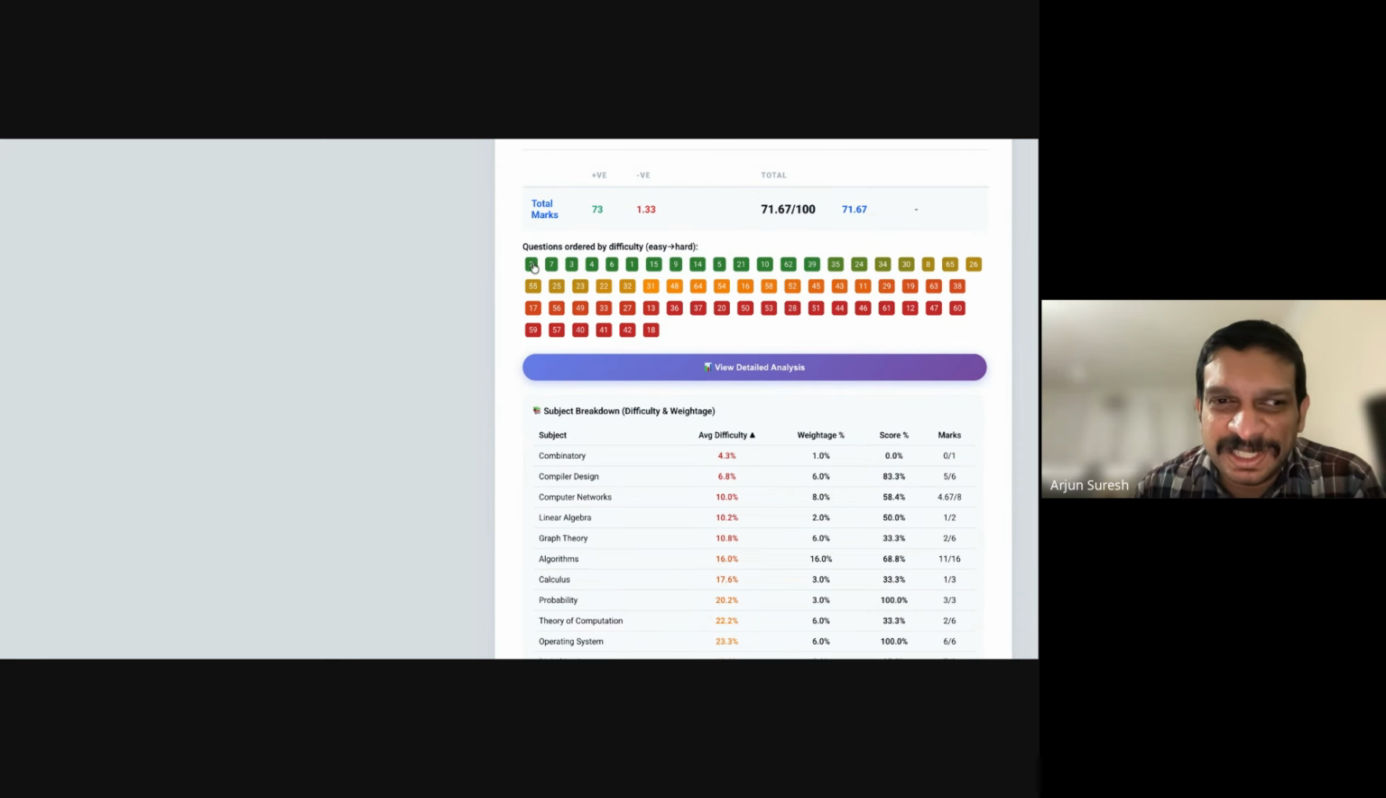If you see here, question number 2 has an easiness of 89.4 percentage, or you can say almost 90 percentage of the students got that question correct. And the most difficult question, question number 18, has a negative easiness, or it is worse than even the average score being 0.